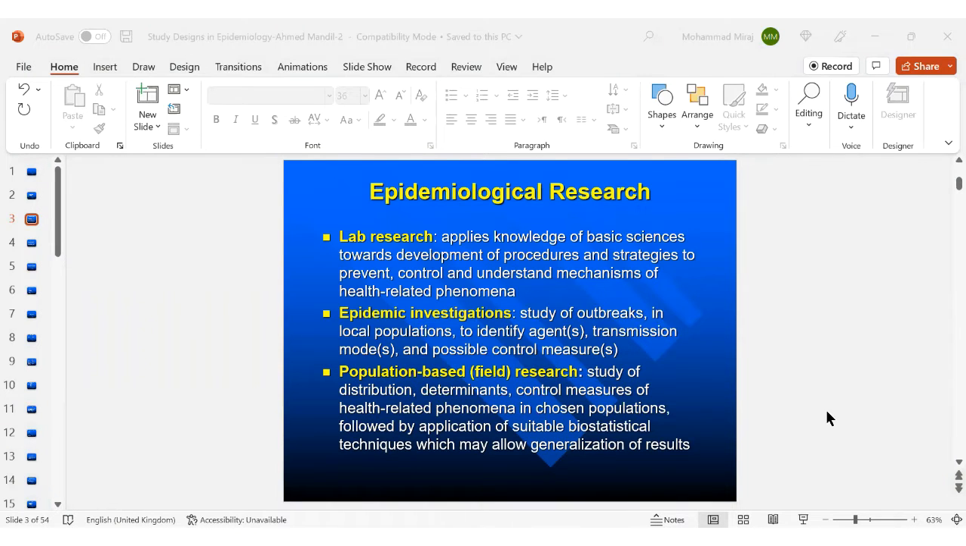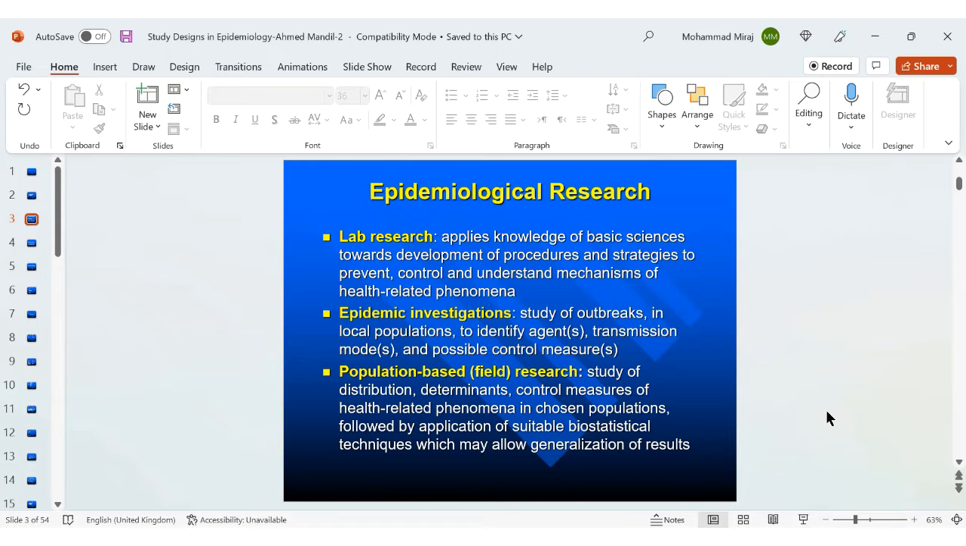So we need to see the study of the outbreaks in the local population to understand what the agents are, what the various transmission modes are, and what the possible control measures are in order to control the spread of infection.